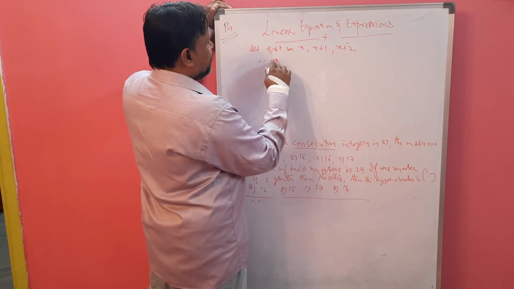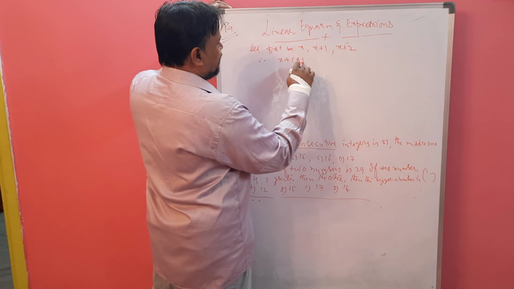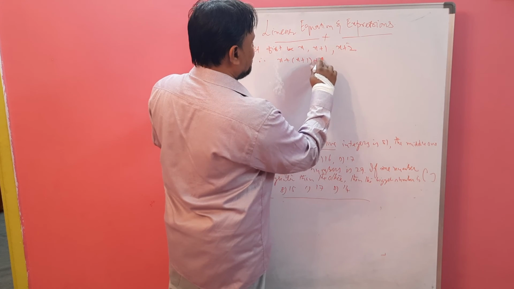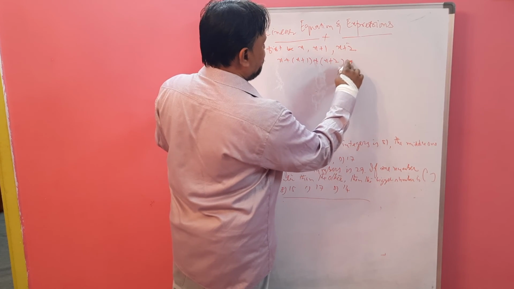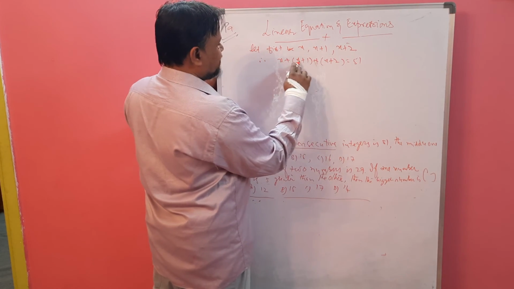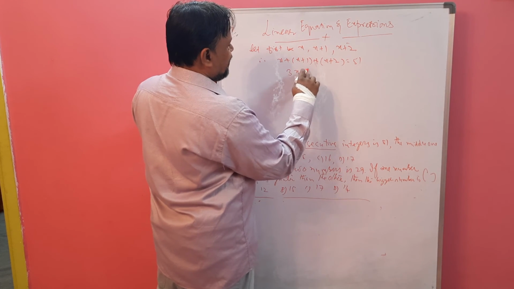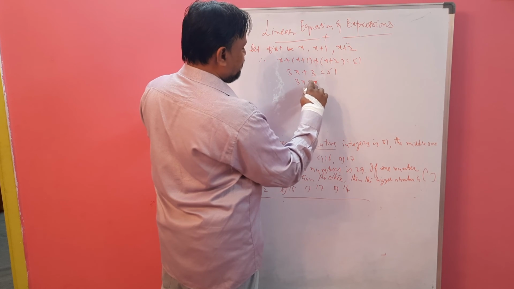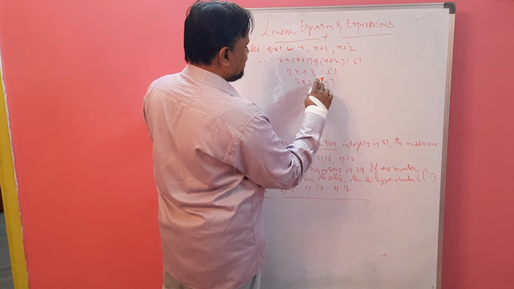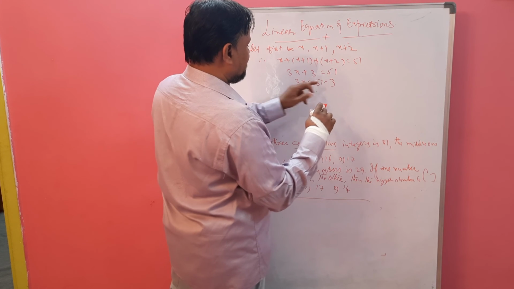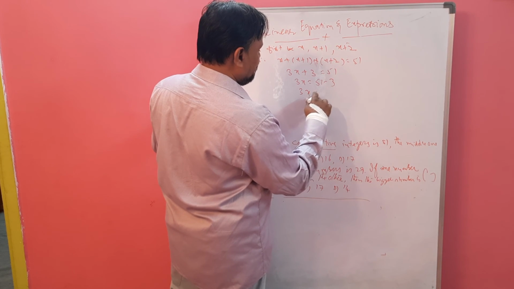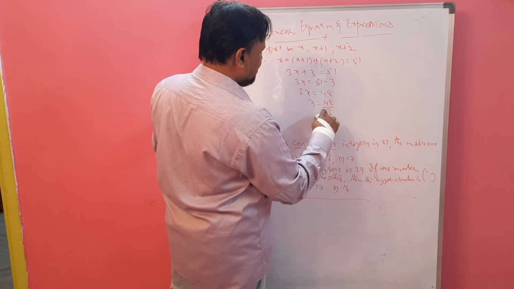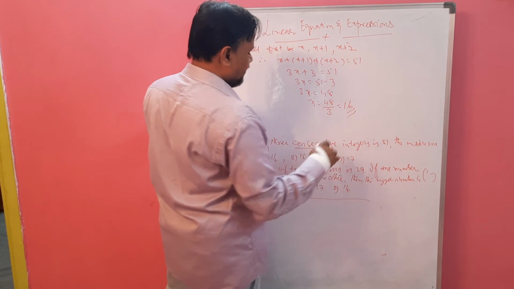51. Therefore, we can write x plus x plus 1 plus another number x plus 2 equal to 51. So this is 3x plus 1 plus 2, 3 equal to 51. 3x equal to 51 minus 3. So 3x equal to 48. x equal to 48 by 3. So this is 16. So x is 16.